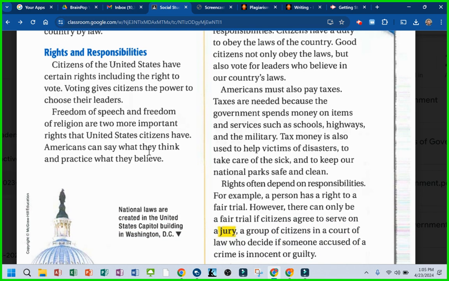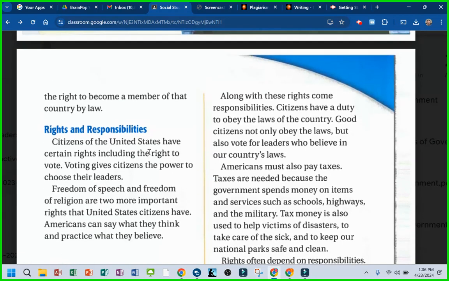Rights and responsibilities. Citizens of the United States have certain rights, including the right to vote. Voting gives citizens the power to choose their leaders. That's a pretty powerful thing for us to have, isn't it? Freedom of speech and freedom of religion are two more important rights that United States citizens have. Americans can say what they think and practice what they believe.